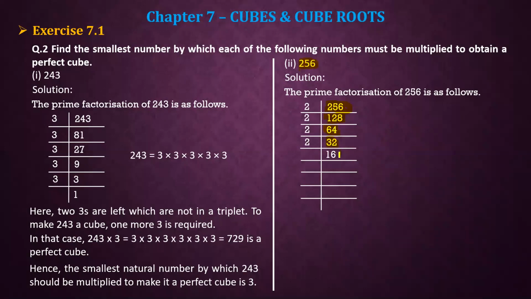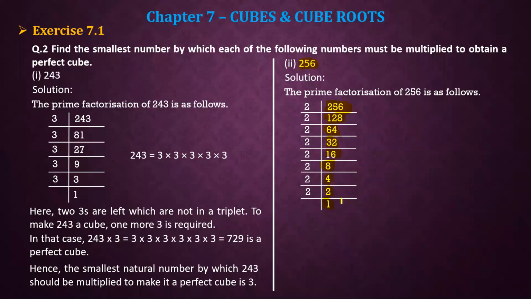Then again divide it by 2. Then 8 2s are 16. Then 4 2s are 8. Then 2 2s are 4. And last one, 2 1s are 2. That means when we divide it by 2, we are getting the remainder as 1. So here the remainder is 1. That means our prime factorization is completed.